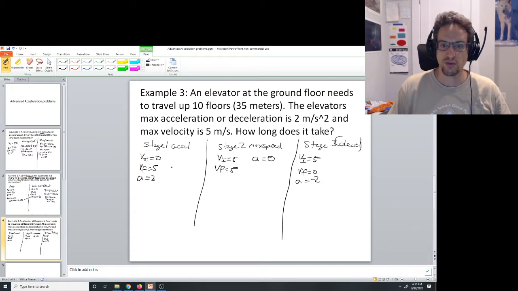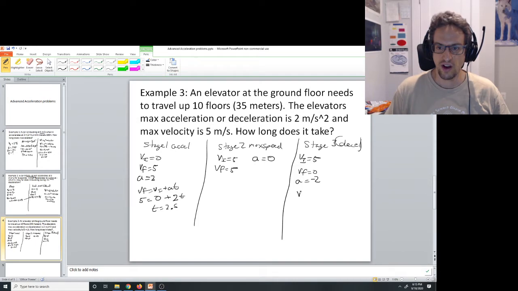Okay, so you might think I've got 3 values for each of these, so I can always find time. So I'm going here, time is V final equals V initial plus AT, right? So this is 5 equals 0 plus 2t, t equals 2.5. I can do the same thing here. V final was V initial plus AT. This is 0 equals 5 minus 2t. T is also 2.5. Perfect.